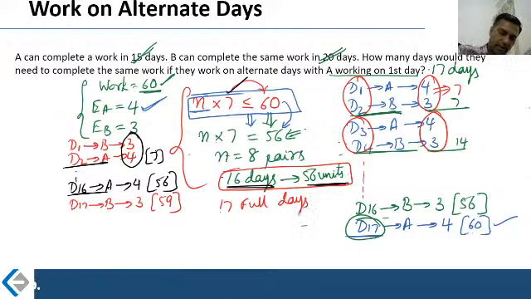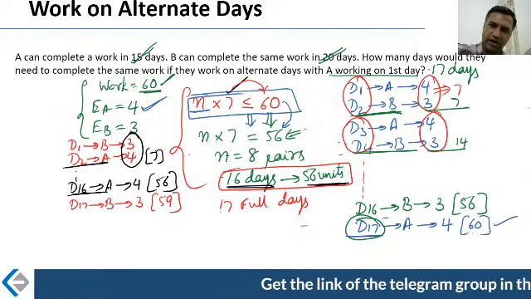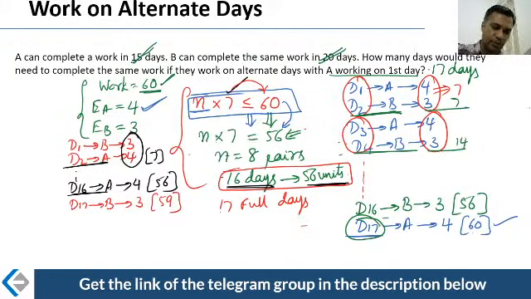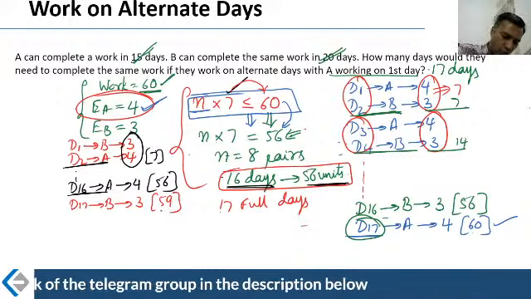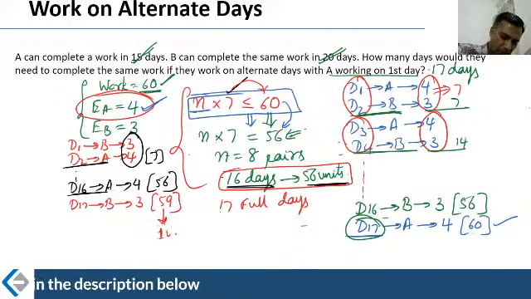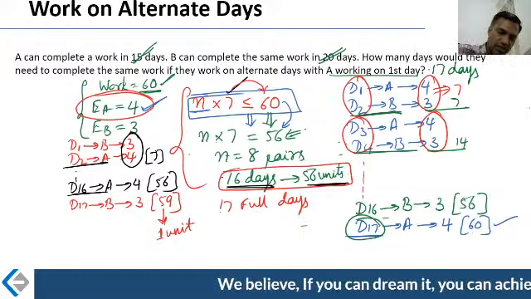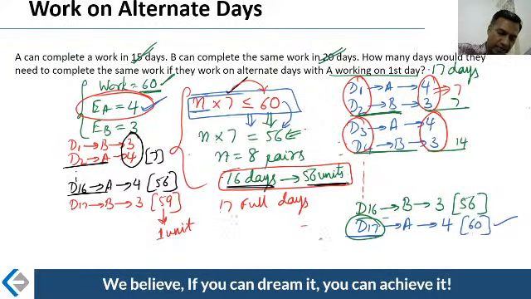17 full days. But do we need the complete 18th day for A? Of course not, because A can contribute 4 units per day. So A comes back to work, and only 1 unit has to be done. But what is the capacity of A? 4 units. Therefore, how much time does he need? Only 1/4 of the day. So to do the remaining 1 unit, A requires 1/4 of the 18th day.